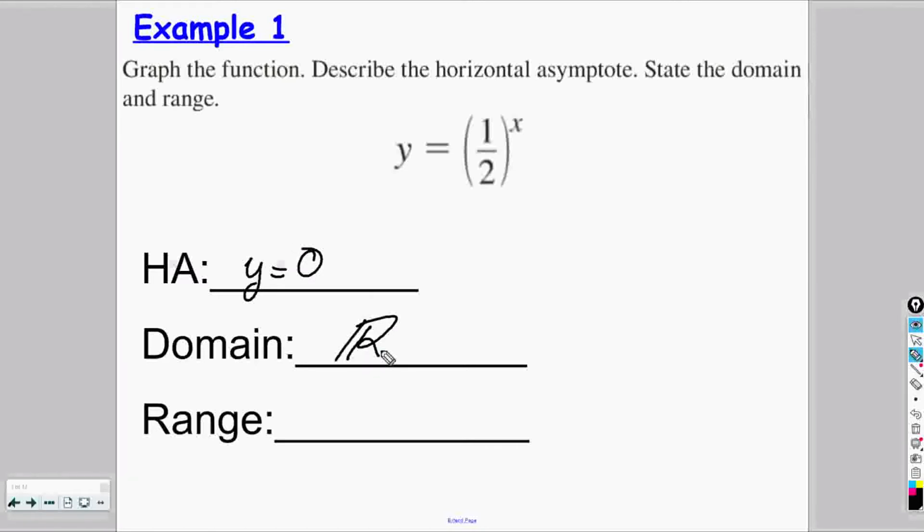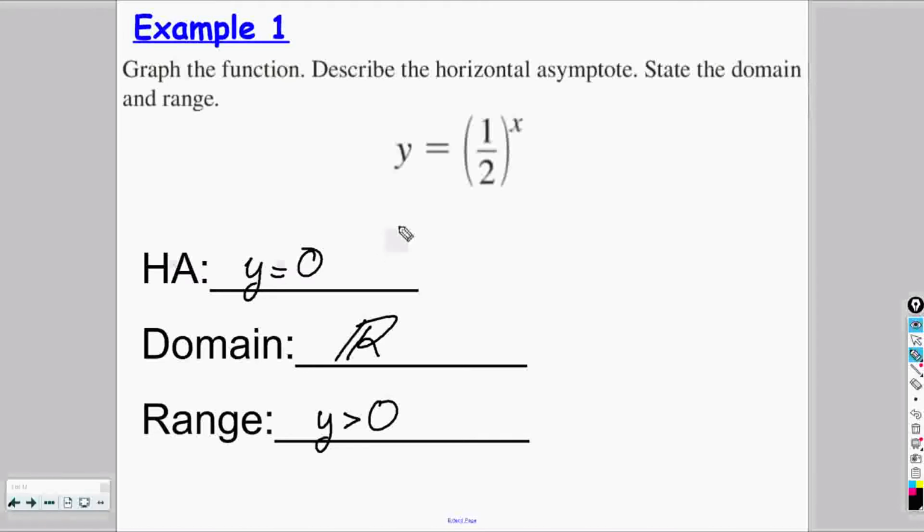We can plug anything in, all right, really big positive value, really big negative value, decimal values in between. We can plug any real number into this function and we'll get an output value. And then for the range, from that graph, everything was positive, and it was greater than 0. So we're going to have y is greater than 0 for the range.